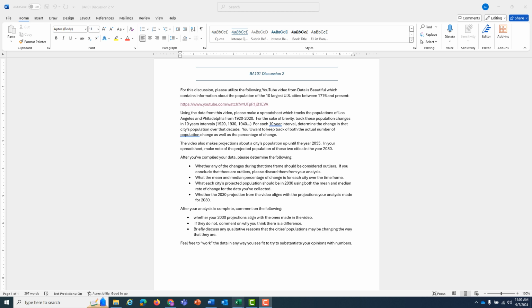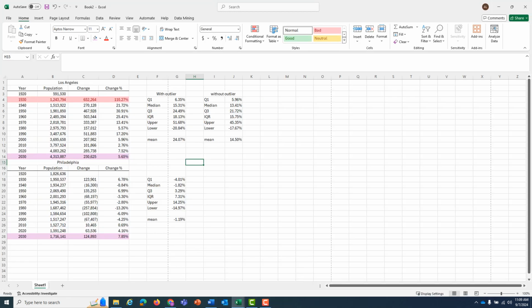So let's go back to our information set. Our information set says that we have some information to work with. We know that with the outlier thrown out over here, the median for Los Angeles was 13.41%. We know that the mean was 14.5%, so we can make projections using both of those measures of average. For Philadelphia, the median, since we didn't have to discard anything, was just negative 1.82%, and the mean was negative 1.19%. Very close right there. Well, let's make some projections.